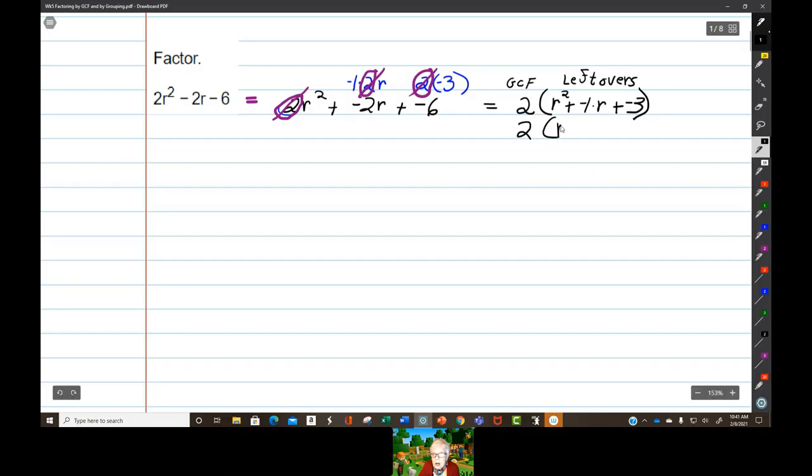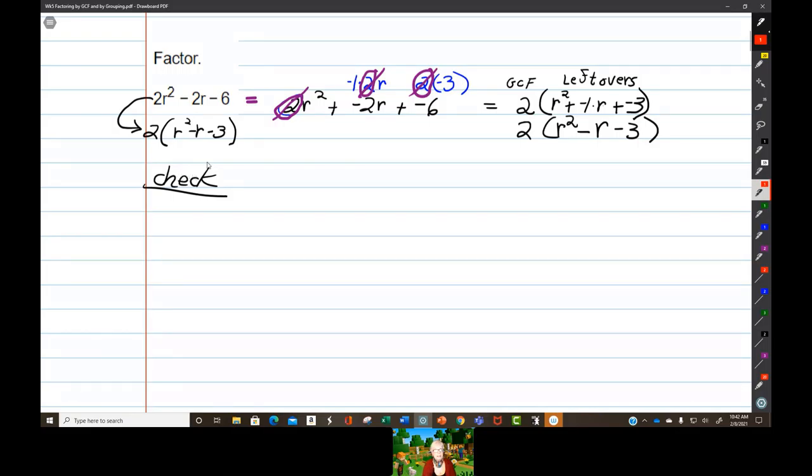So 2 times r squared plus negative 1 times r is just minus r. And then plus negative 3 is minus 3. And that's our answer right there. In other words, how I got 2r squared minus 2r minus 6 is I multiplied 2 times r squared minus r minus 3. And then, of course, the way you check it is you re-multiply. You've got to end up with what you started with if you didn't make a mistake.